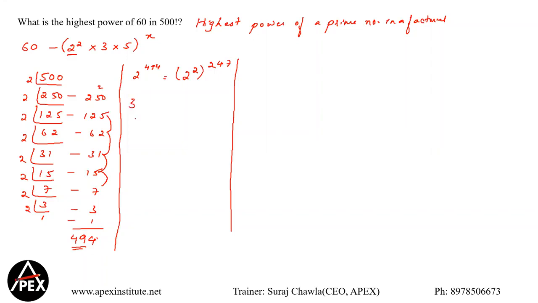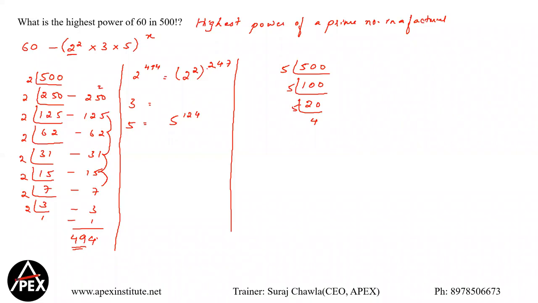Now if I have to check between 3 and 5, we know in a factorial, the highest power of 5 will definitely be less than the highest power of 3. So let's not check for 3; let's directly check it for 5. The highest power of 5 in 500 factorial: let's start dividing by 5. 500 is 5 into 100, then 100 is 5 into 20, and 20 is 5 into 4. So 100 plus 20 plus 4, I get 5 to the power 124. And 3 will definitely be more than the 5s.